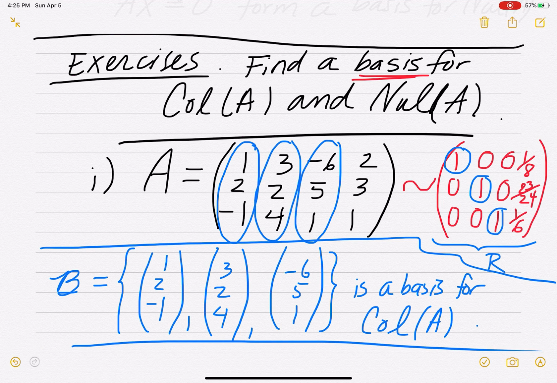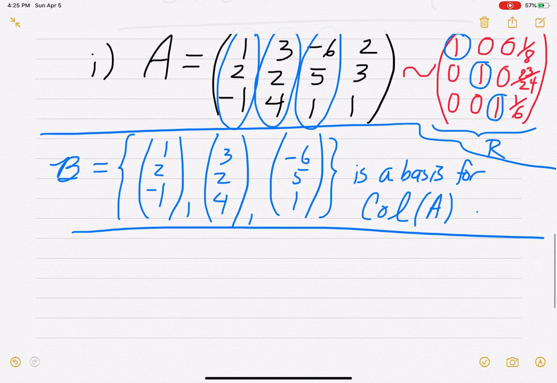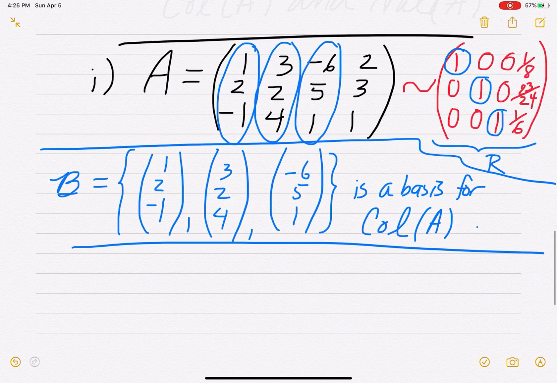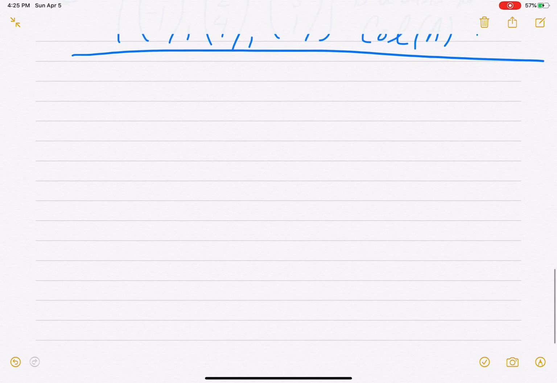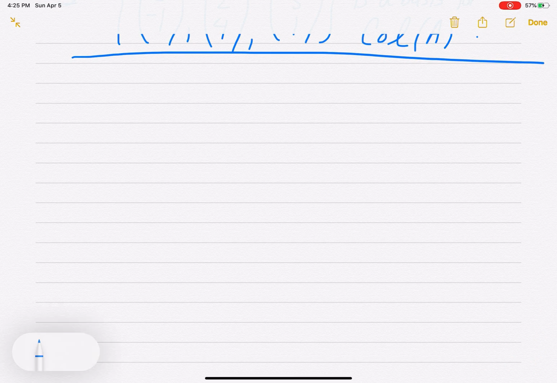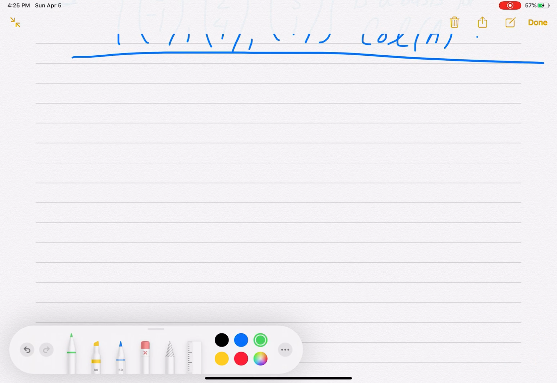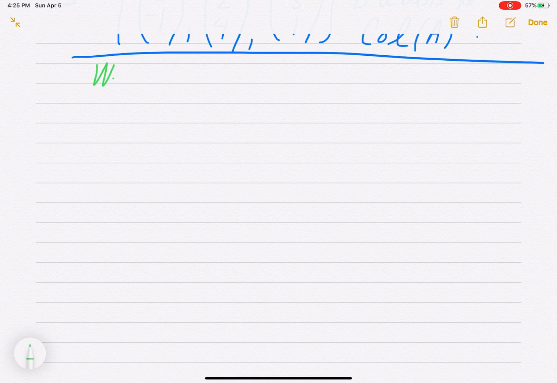Now I've already used the letter B, so I'm going to use a different letter for a basis for the null space. So for the null space, there's a little bit more work, right? You have to solve the homogeneous equation. So we solve AX equals 0, right? The homogeneous equation.